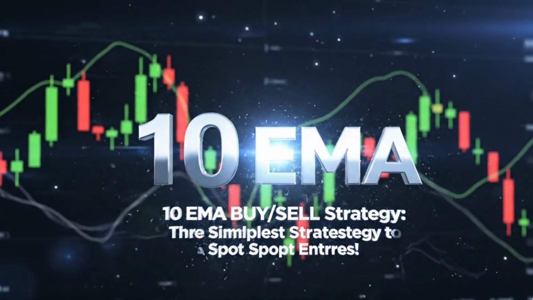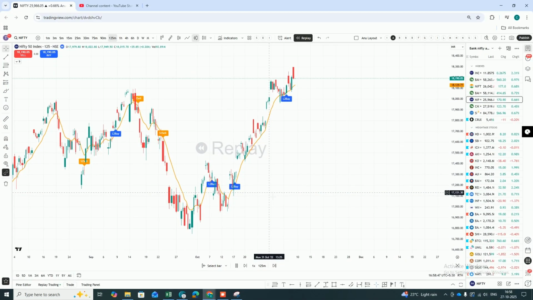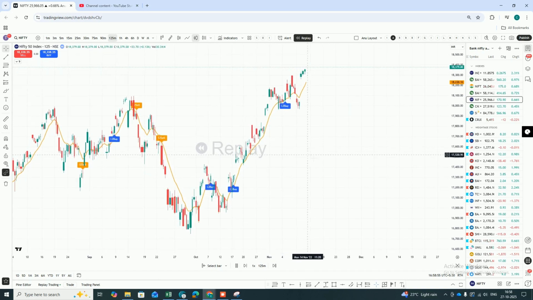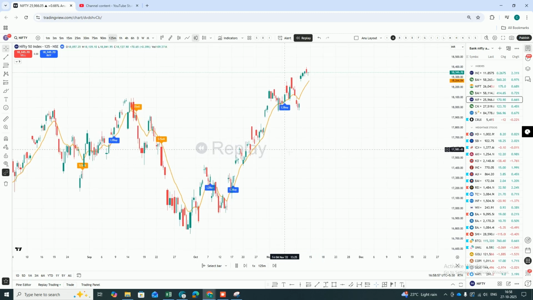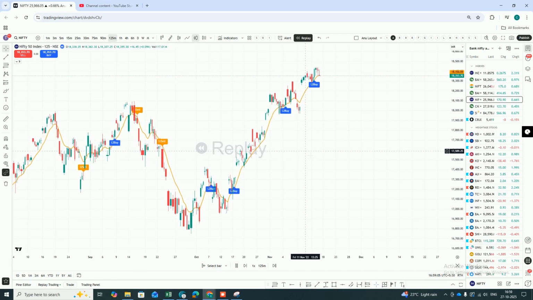The 10 EMA Buy Sell Strategy is the simplest strategy to spot entries. This strategy goes beyond simple price action. We are using a hidden logic that generates two powerful buy signals and two powerful sell signals. This is a 10 EMA Master Strategy and it's perfect for day trading and scalping as well as positional trading. So let's set it up.